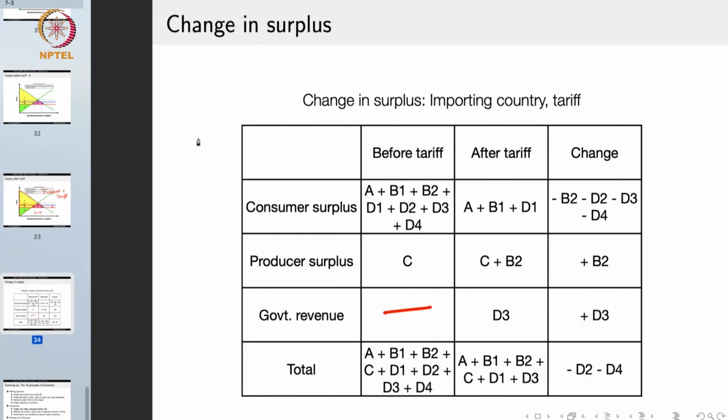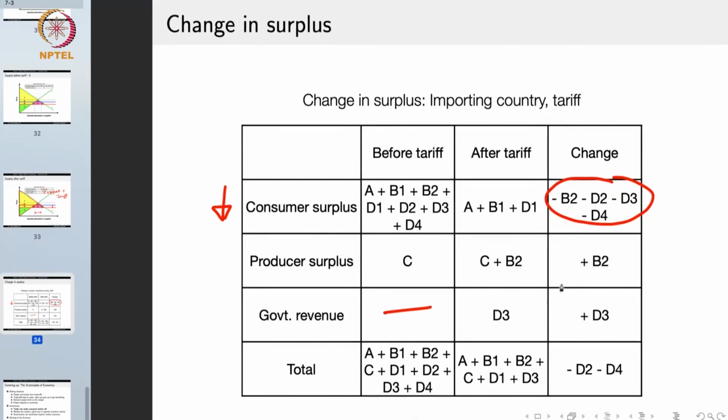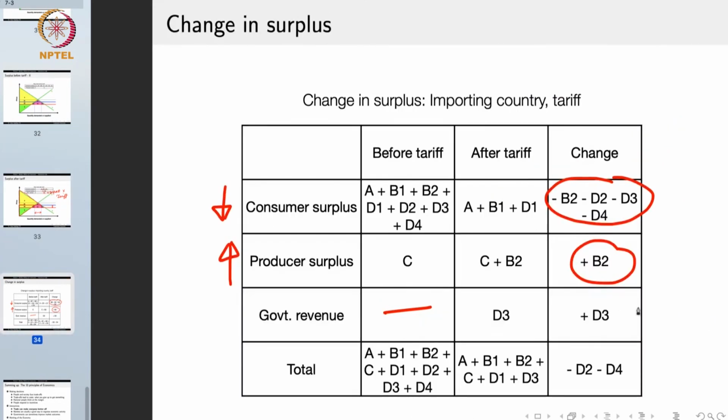So what is the change? The consumer surplus has reduced. This is the amount of reduction. Why? Because the tariff has increased the prices, and the higher the prices, the less the consumer surplus. The producer surplus has increased. Why? Because the tariff has increased the prices, and the higher the prices, the more the producer surplus. The government revenue has also increased. Earlier it was zero, now it is of some amount. But then what happens to the total surplus? The total surplus in this case has gone down.